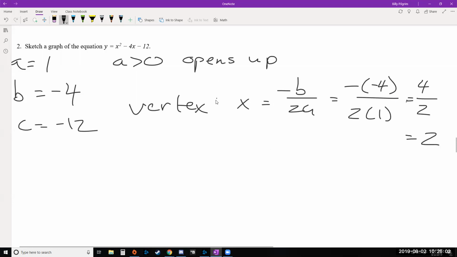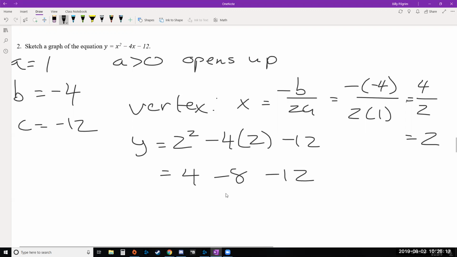And then remember, the vertex has an x and a y, so we're going to plug that 2 in for x, and we're going to solve for y. So replacing our x with the 2, this becomes 4 minus 8 minus 12, which that'll be minus 20. 4 minus 20 will be minus 16. So here's our vertex. We got a 2 for x and a minus 16 for y.